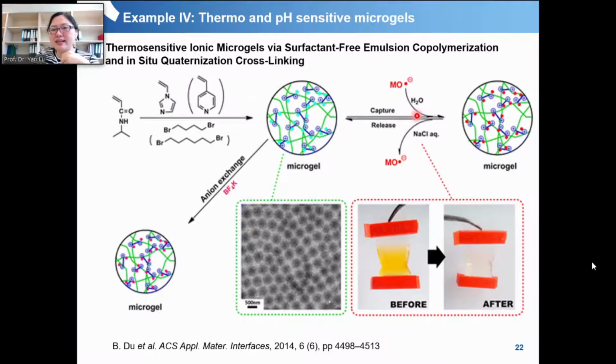So they add additional salt inside to block these cross-linked chains and to release these small dye molecules. This is methyl orange, which is negatively charged, from the system. And you can see clearly that after you add salt, its color totally changed. This is because you release all the dye molecules and they move away.